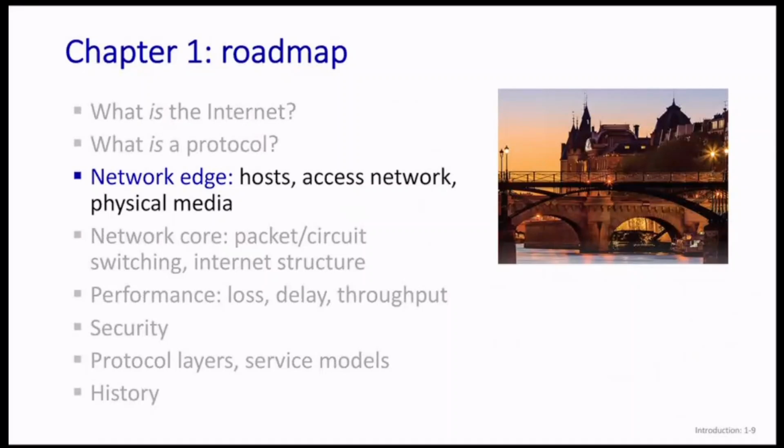Next, let's check out the second part. We know this Internet is a network of networks. Based on that figure, we know it includes several access networks, and also the network core, like the several routers and switches.